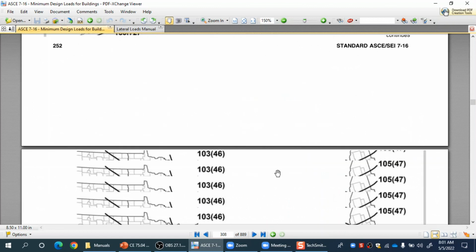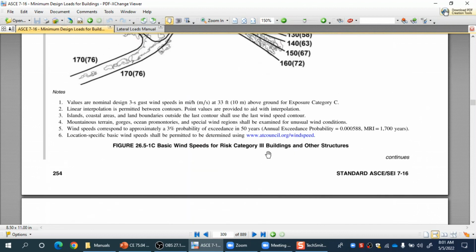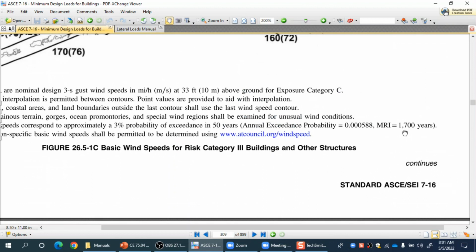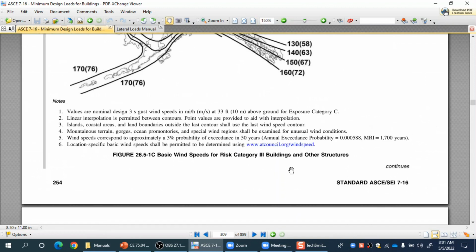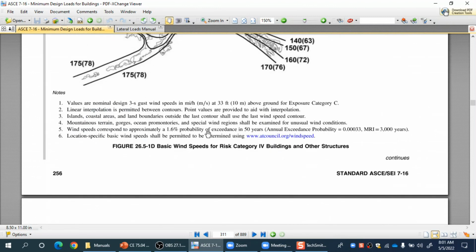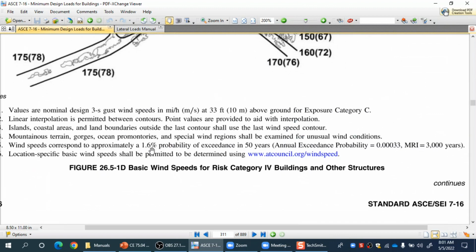For risk category 3, if we go to the next figures, yeah, this one. So you see here that now the probability of exceedance is further reduced, 3% in 50 years, corresponding to 1700 years of mean recurrence interval. And then finally we will have risk category 4, these ones, essential facilities. So you see 1.6% probability of exceedance in 50 years, corresponding to a mean recurrence interval of 3000 years.